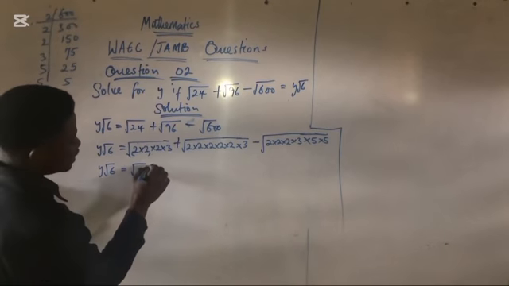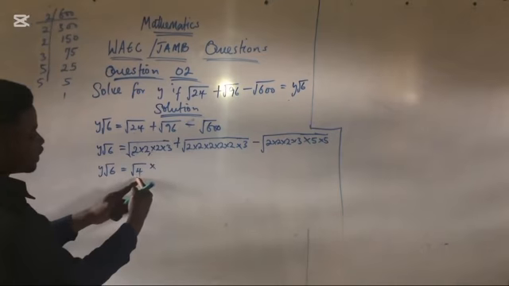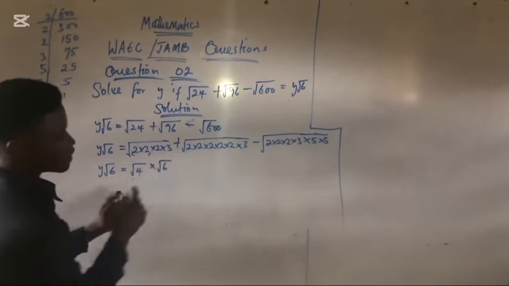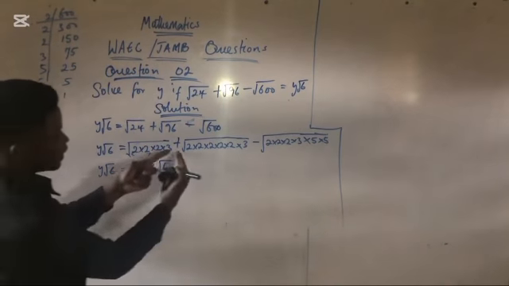So I'm having times, I've multiplied this one to have this already. Then 2 times 3 is what? 6. I'm having root 6. See how? Okay, go to the other one.